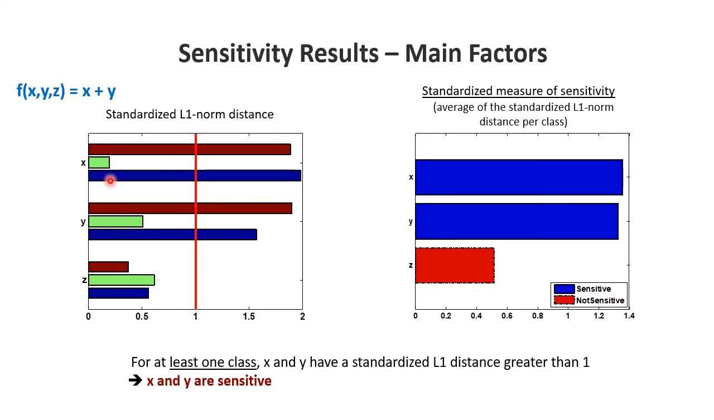So we can sum over all these distances, average that out over these classes, and then make a single class for x, y, and z. Here we see clearly x is sensitive, y is sensitive to the same extent, and z is not sensitive.